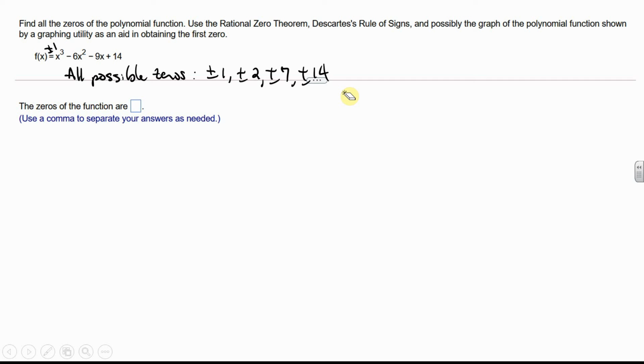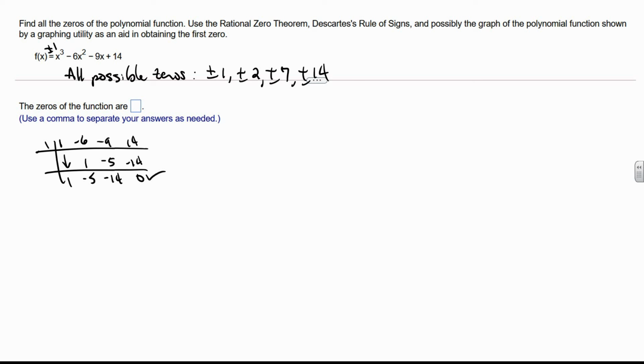Right. So we take synthetic division. 1, negative 6, negative 9, 14. Right. So let's try the 1 first. So bring down this 1 automatically. 1 times 1 is 1. Negative 5. Here we get negative 5. Negative 14. Negative 14. Bam! Right? We get the 0.